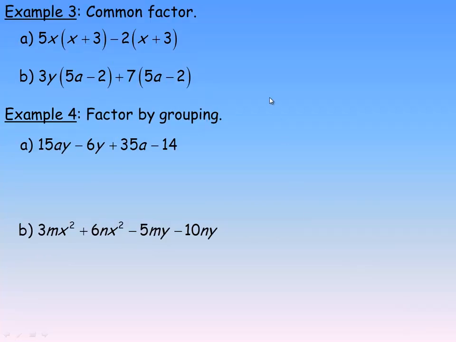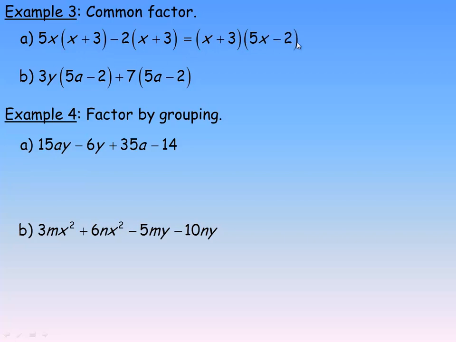Okay, a few examples on the second page here too. Now, this may look a little different, but it's still common factoring. We have 5x and then x plus 3 minus 2 times another x plus 3. Notice what's in the brackets are the same. So even though it's a binomial, this is still common factoring. We can factor an x plus 3 out of both parts of this. And so x plus 3 is a common factor.